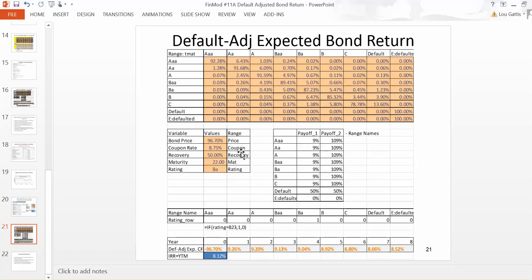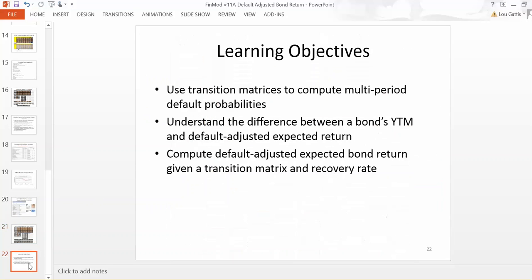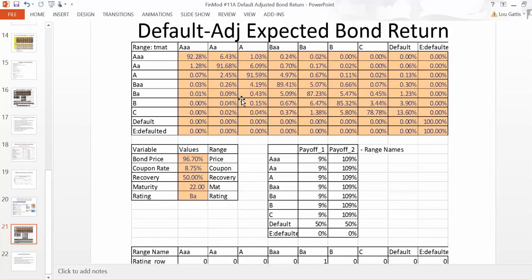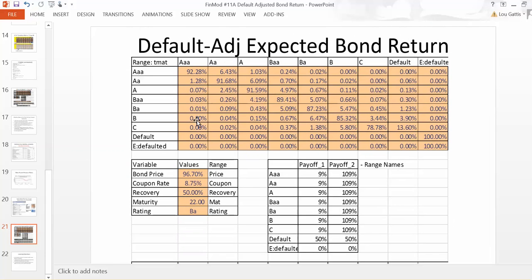So in this topic, we use transition matrices to compute multi-period default probabilities, computed a spread between a bond's YTM and default adjusted return, and computed default adjusted expected bond returns. Now, as an analyst in a corporate bond fund, your job would then be to look at a particular bond, write down its stated information, and then how you can maybe beat the market or beat your index is maybe you have proprietary transition matrices that your firm develops.